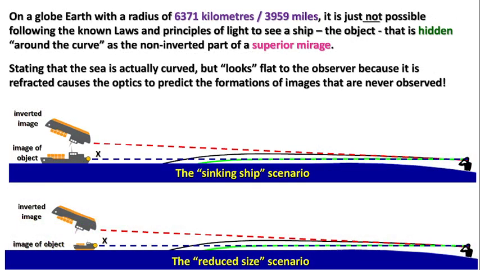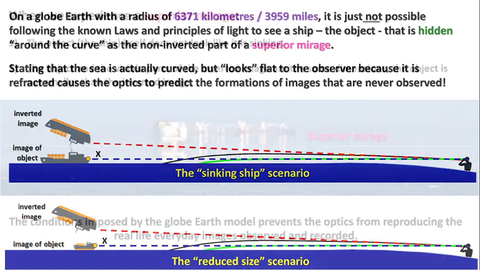On a globe Earth with a radius of 6,371 kilometers or 3,959 miles, it is just not possible, following the known laws and principles of light, to see a ship, the object, that is hidden around the curve as the non-inverted part of a superior mirage. Stating that the sea is actually curved but looks flat to the observer because it is refracted causes the optics to predict the formations of images that are never observed.